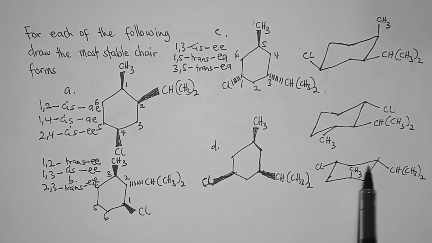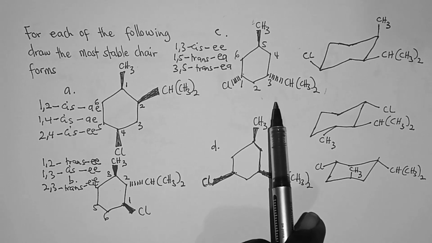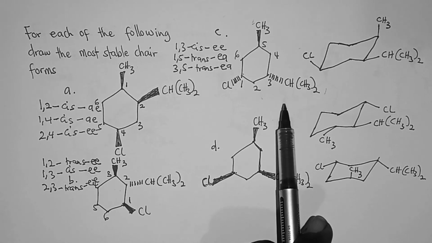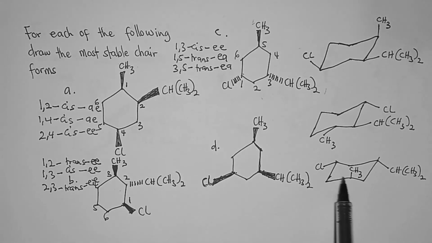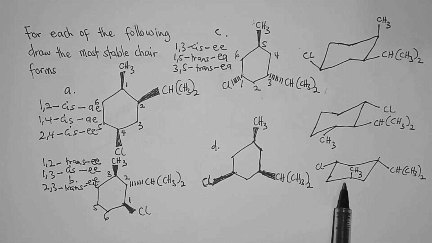And then if we check here, 3 and 5. 3 and 5 is a trans. And 1, 3 in a trans is an AE or an EA. And this is an EA. So you see that we have not changed configuration in the chair conformer.